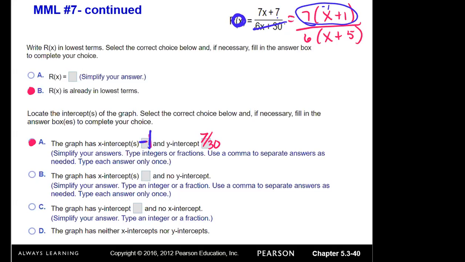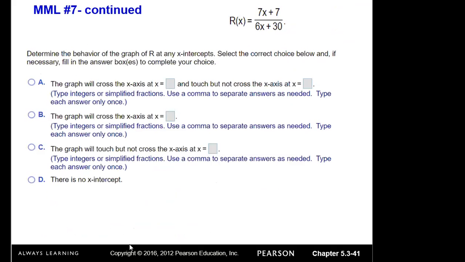So that's where this comes from. The other one, the 7/30ths, you get the Y-intercept by letting X be 0. Well, 7 times 0 plus 7 over 6 times 0 plus 30. This is 0 and this is 0, and 0 plus 7 is 7. 0 plus 30 is 30. Right there, 7/30ths is my Y-intercept. That was a quick way of doing that.